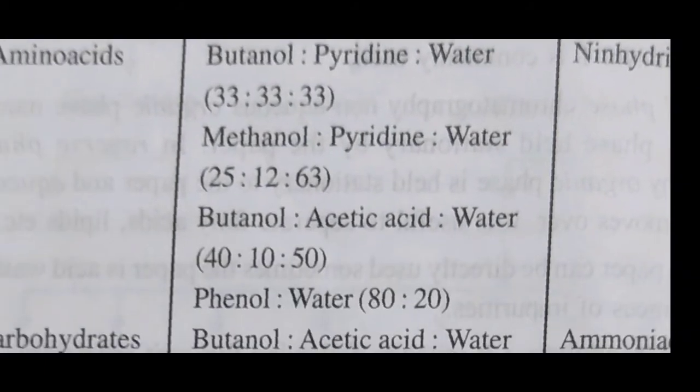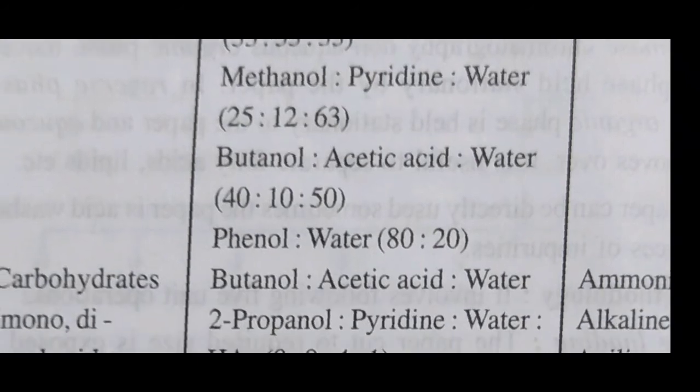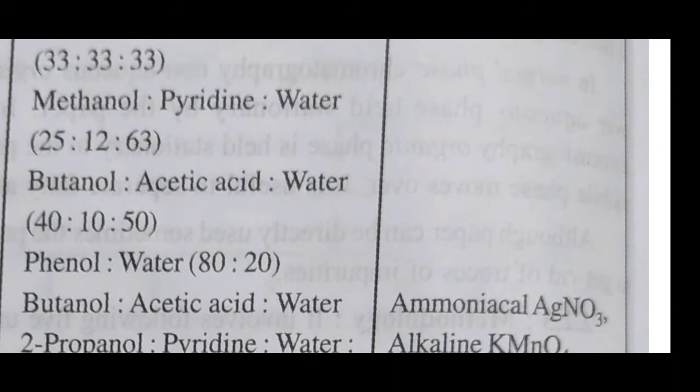The third one is butanol, acetic acid, water, in the ratio 40 to 10 to 15. Then next is phenol and water: phenol 80% and water 20%. And the spraying reagent is the ninhydrin reagent.